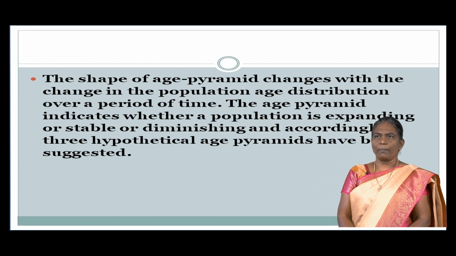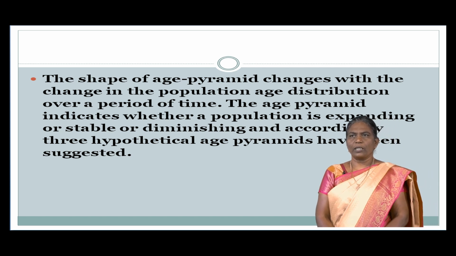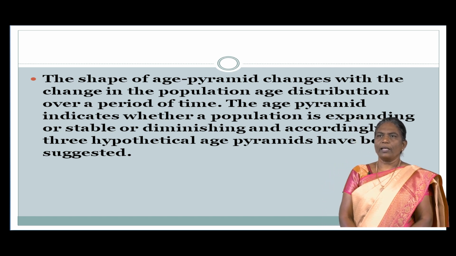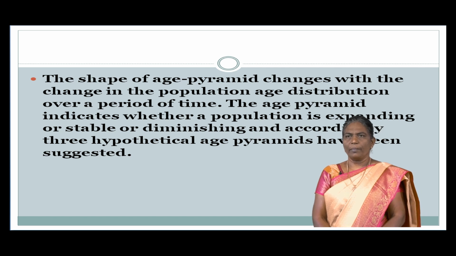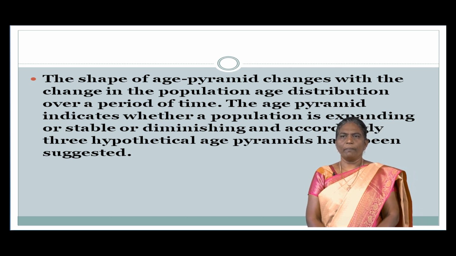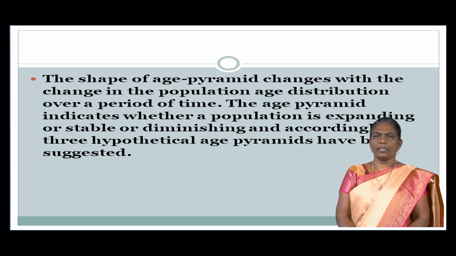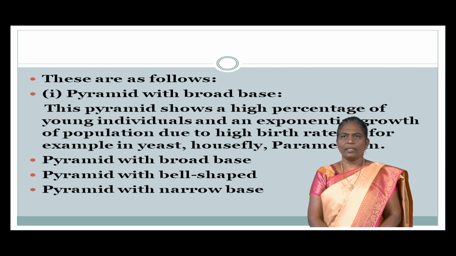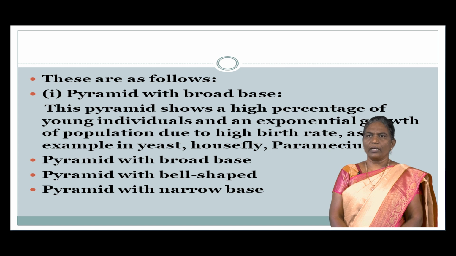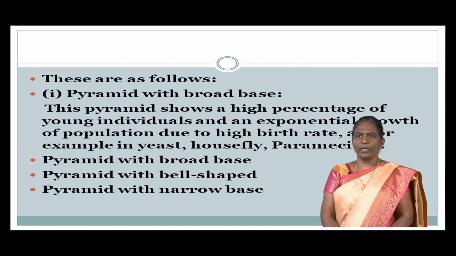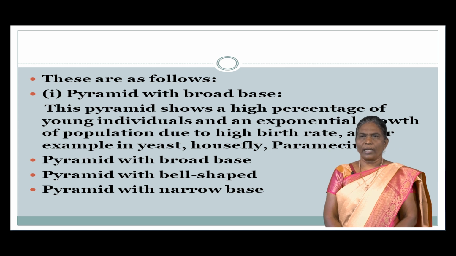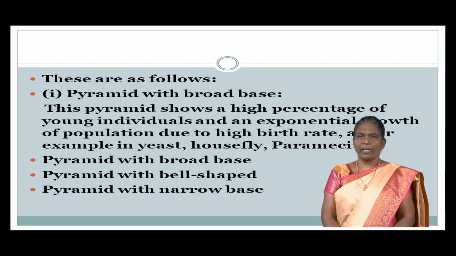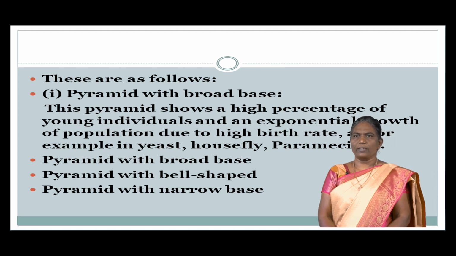The shape of an age pyramid changes with the changes in the population age distribution over a period of time. The age pyramid indicates whether a population is expanding, stable or diminishing, and accordingly, three hypothetical age pyramids have been suggested. These are as follows. Pyramid with broad base. This pyramid shows a high percentage of young individuals and an exponential growth of population due to high birth rate, as for example in yeast, housefly, paramecium. Pyramid with broad base, pyramid with bell shape, and the last one is pyramid with narrow base.